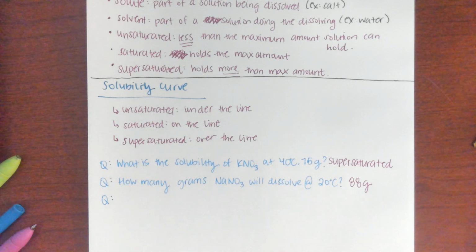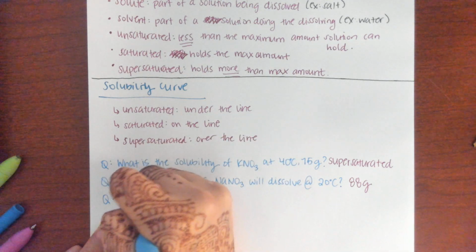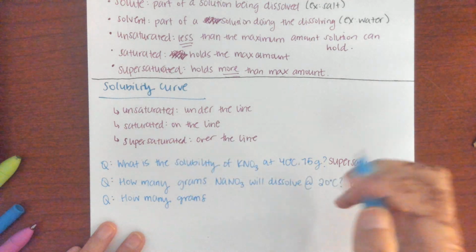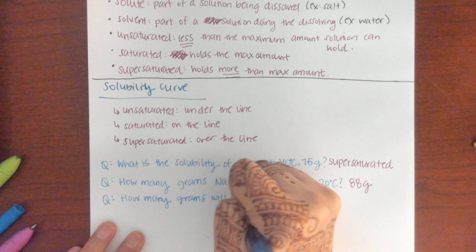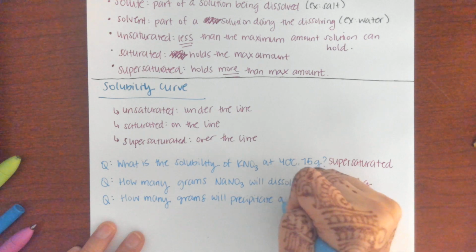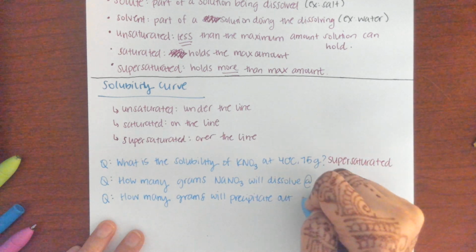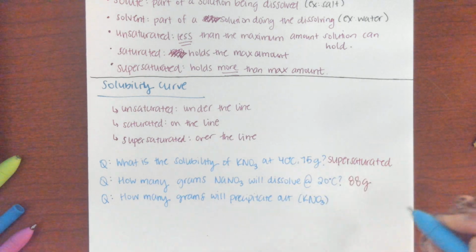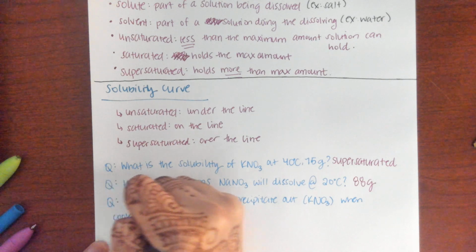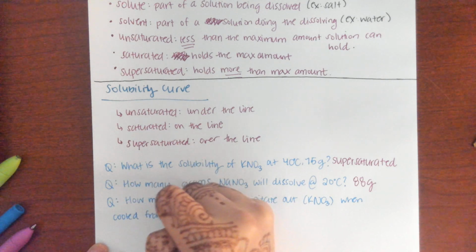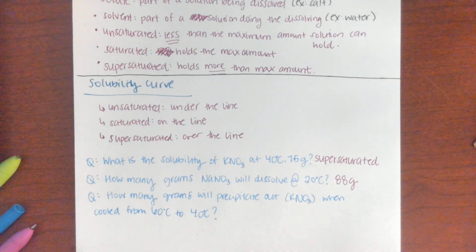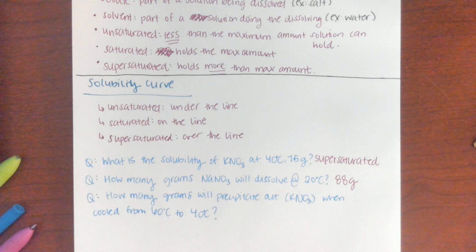Alright, this next one is a huge hint. How many grams will precipitate out? Oh shoot, I should probably tell you what line it is. KNO3, let's do that. When it's cooled from 60 degrees to 40 degrees. Alright, so this is a commonly missed question.